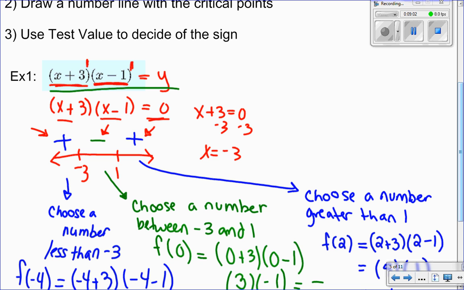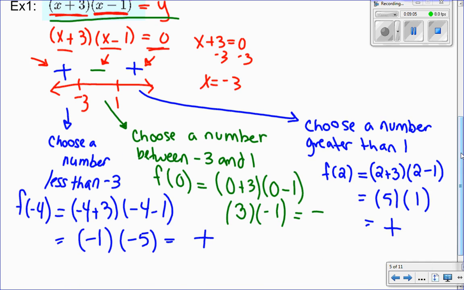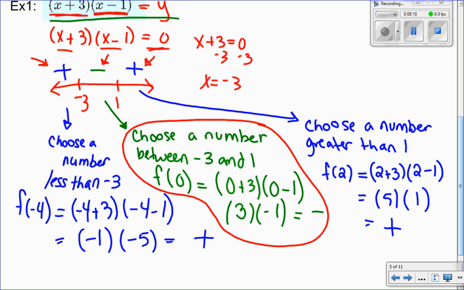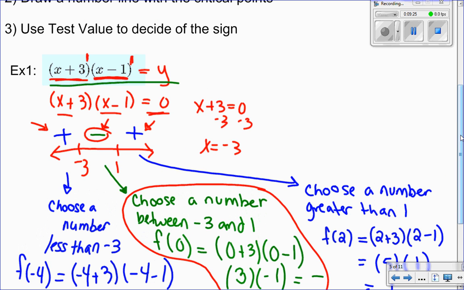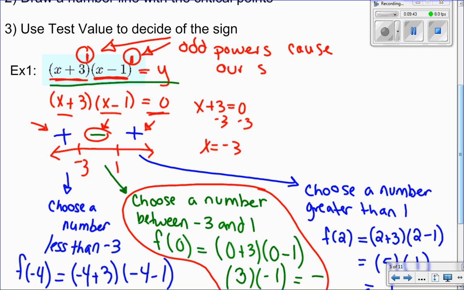So if you want to do a shortcut, you can simply just use this one, which is very convenient. Choosing a number between negative 3 and 1, 0 is really quick to do in your head. If you plug 0 in and you see that, oh, this is negative, then you know the rest are going to alternate, but we only know that because these are odd powers. So odd powers cause our sign diagram to alternate.